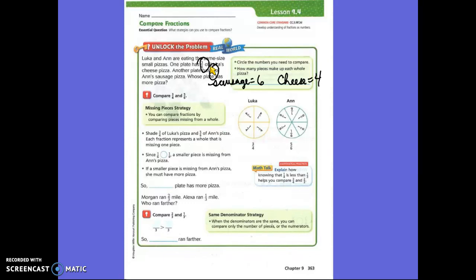We're going to use the missing pieces strategy. You can compare fractions by comparing pieces missing from a whole. It says, shade 3/4 of Luca's pizza. So shade 3/4 of Luca's pizza. And then shade 5/6 of Anne's pizza.